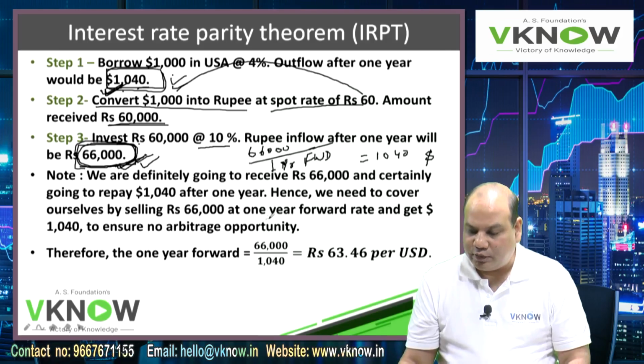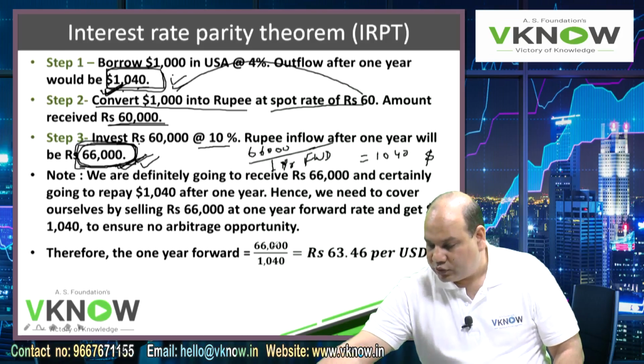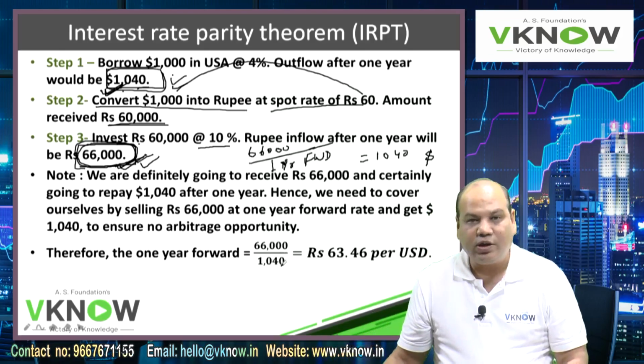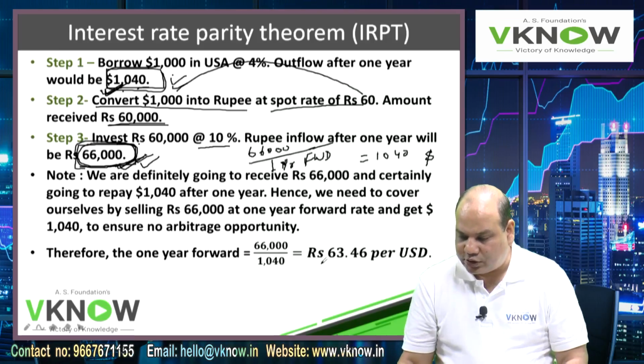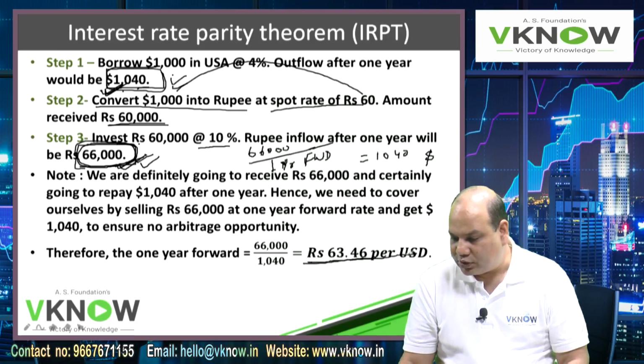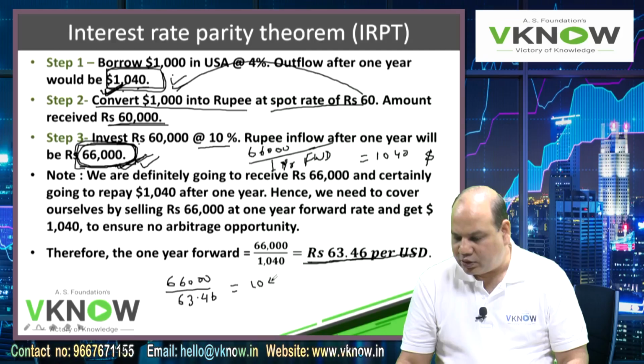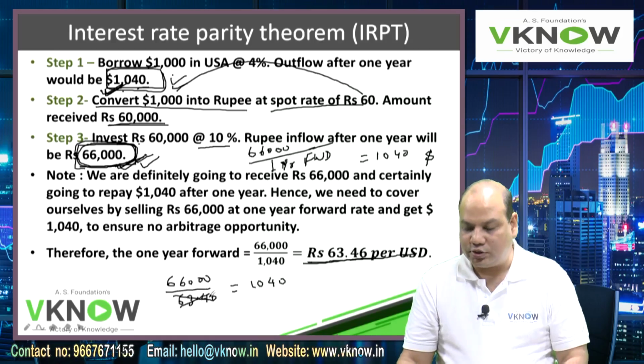So what should be that 1 year forward rate? That 1 year forward rate should be 66,000 divided by 1040, and you will get 63.46 per US dollar. So 66,000 divided by 63.46 should be 1040.